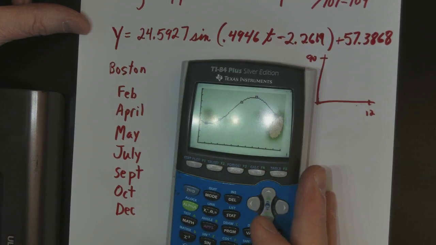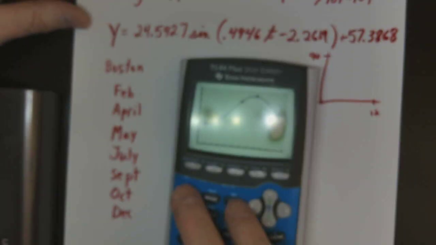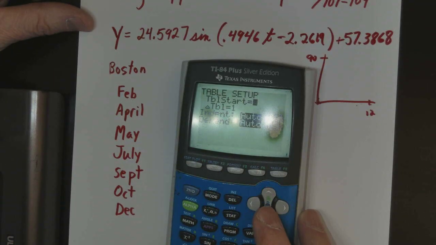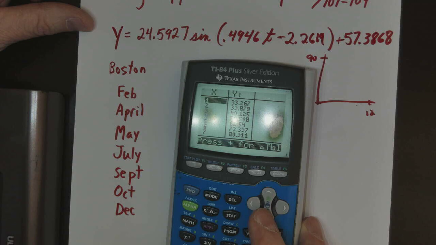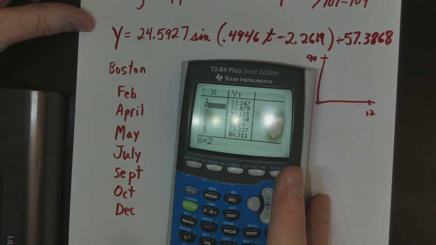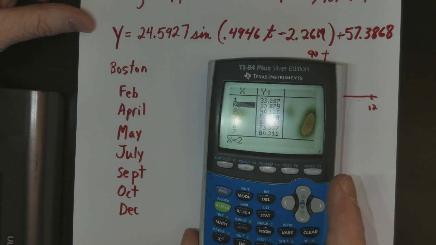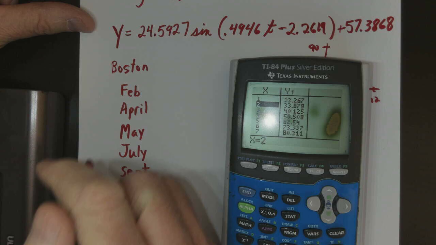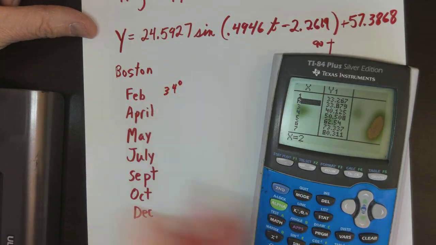I don't know if you're thinking what I'm thinking. How about we consider using the table? Let's see what the table's set up at. 1, go up by 1s, that's fine. Okay, so we knew we had the first month. The second month is February. Let's just round to the nearest whole degree. So February, let's go 34 degrees.